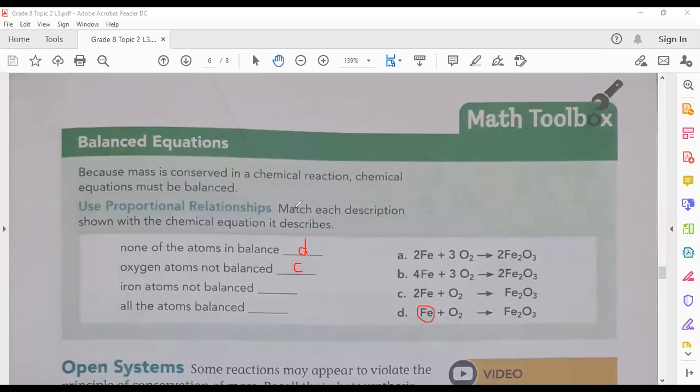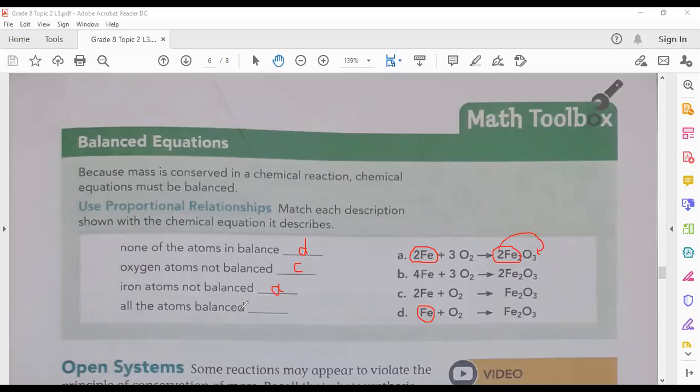In A, notice the oxygen atoms here are 6, and here are 6, 2 multiplied by 3, 6. So they are balanced, but iron atoms are not balanced because we have 2 iron atoms here, and here we have 4. So in this equation, only the oxygen atoms are balanced.